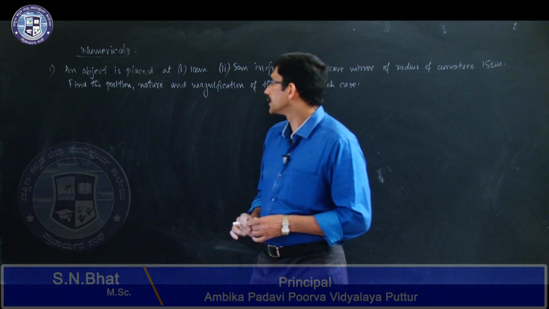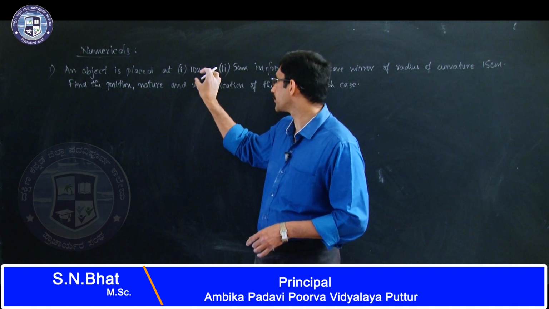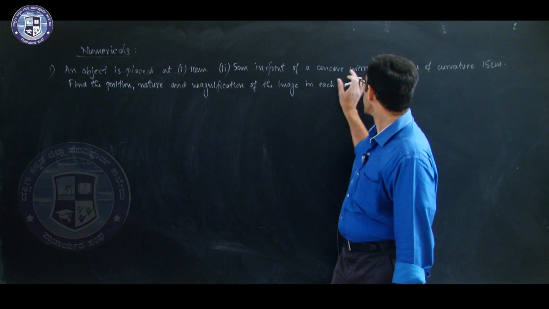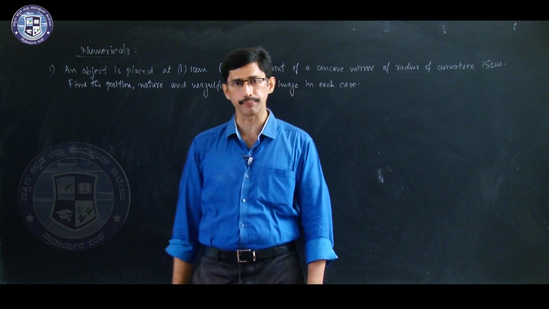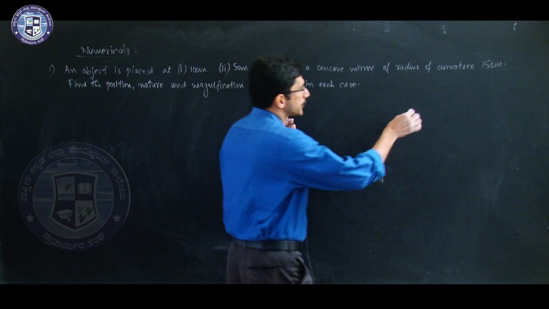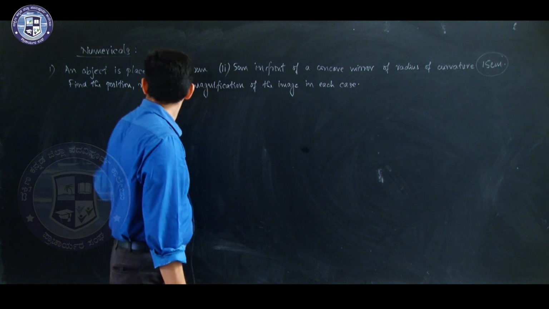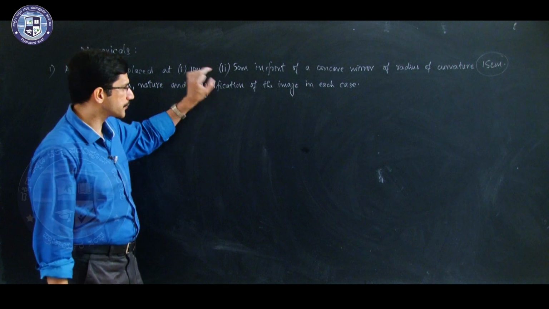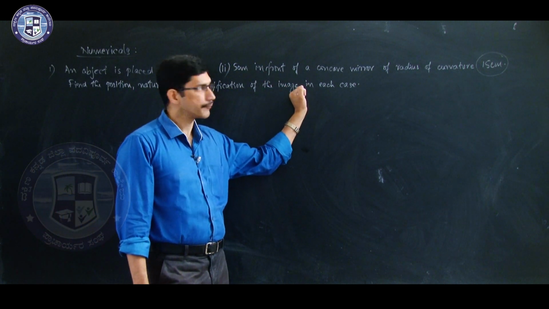So, there is an object placed, in the first case, at a distance of 10 centimeter and in the second case at a distance of 5 centimeter in front of a concave mirror of radius of curvature 15 centimeter. The radius of curvature is given, and it is 15 centimeter. You are asked to find the position, nature and magnification of the image in each case.